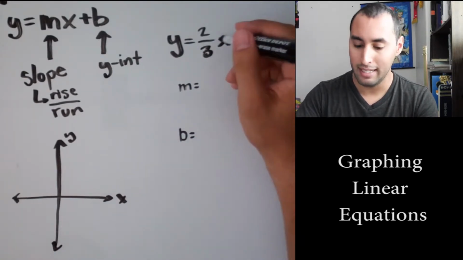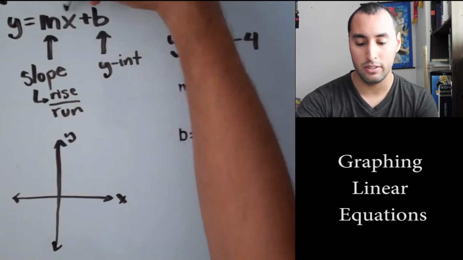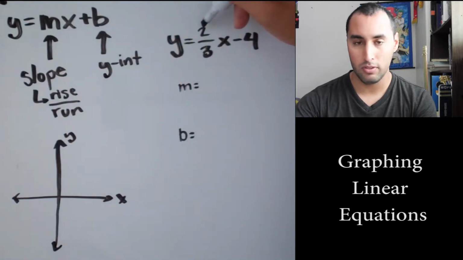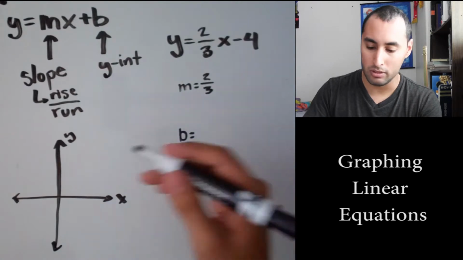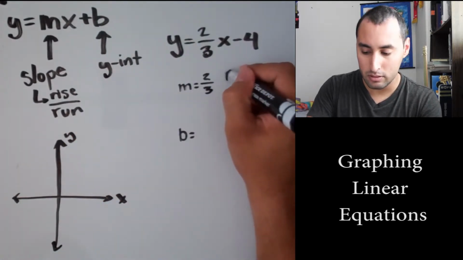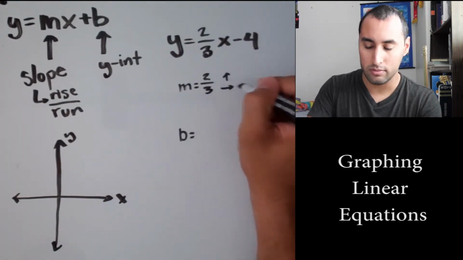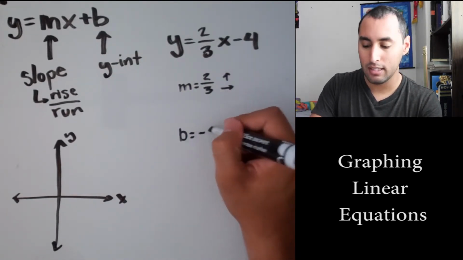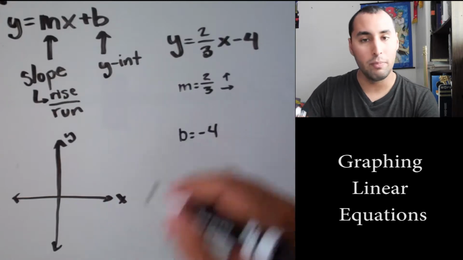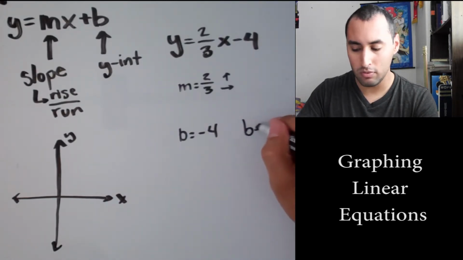Our m over here is that number that's in front of x, right? You can just compare them. So the number in front of x is 2 over 3. Like we said, our slope is rise over run, so that means we're rising 2 and running 3. Okay, and our y-intercept is a 4, but it's a negative 4. Okay, that's what b really stands for.